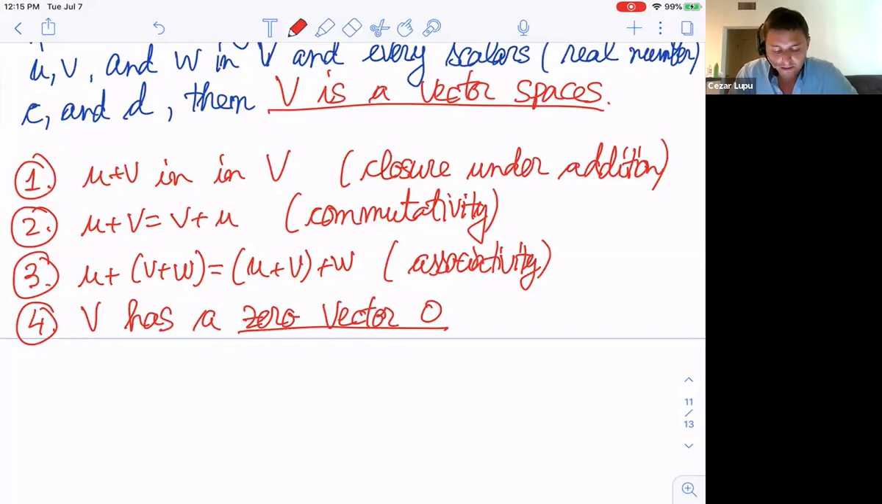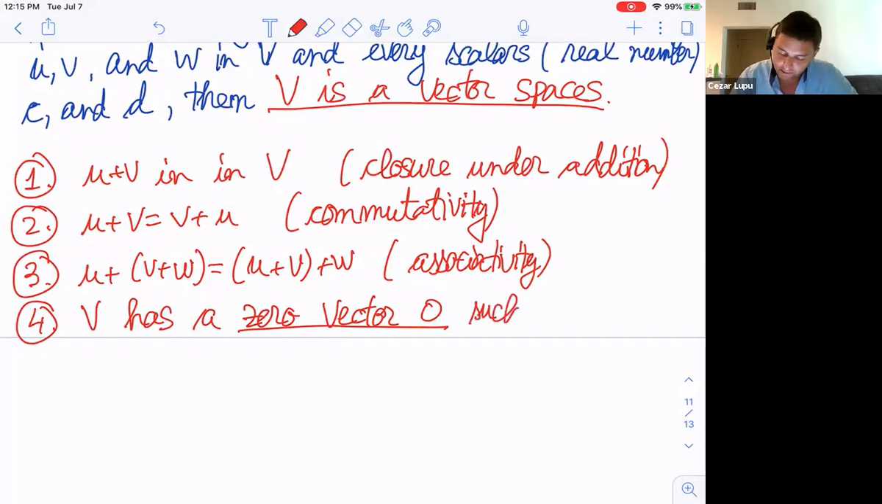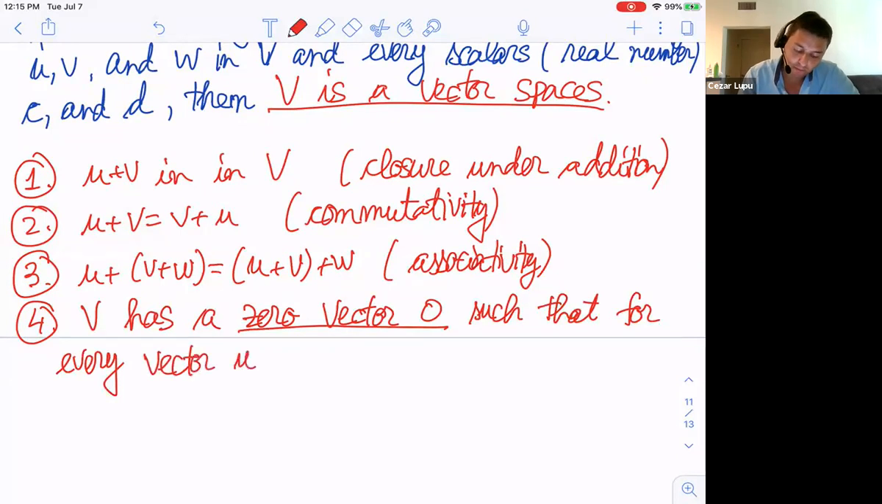All right. So V has a zero vector. Let's call this 0, such that, and this is what it means, such that for every vector u in V, we have that u plus 0 equals u. So this is what it means to be the zero vector.